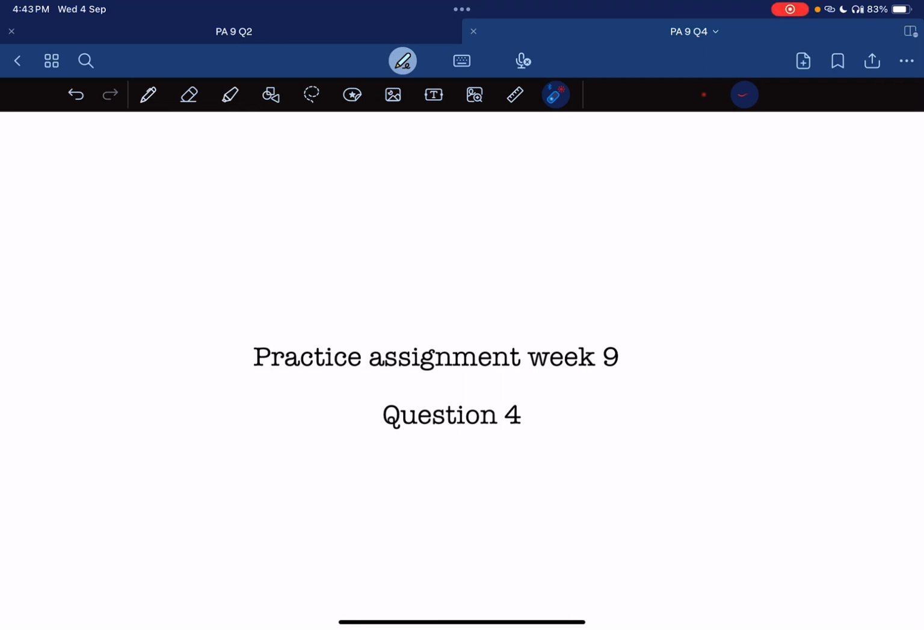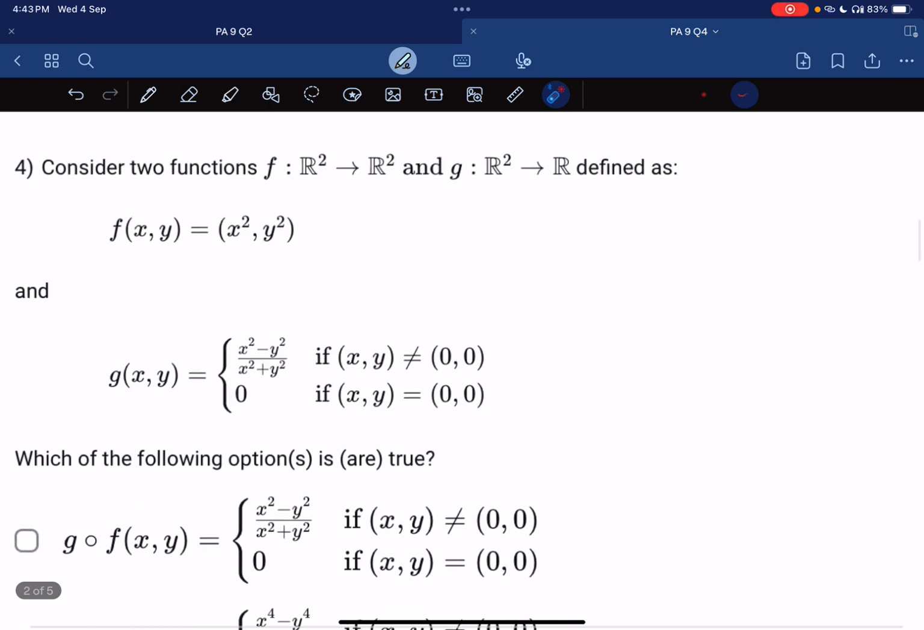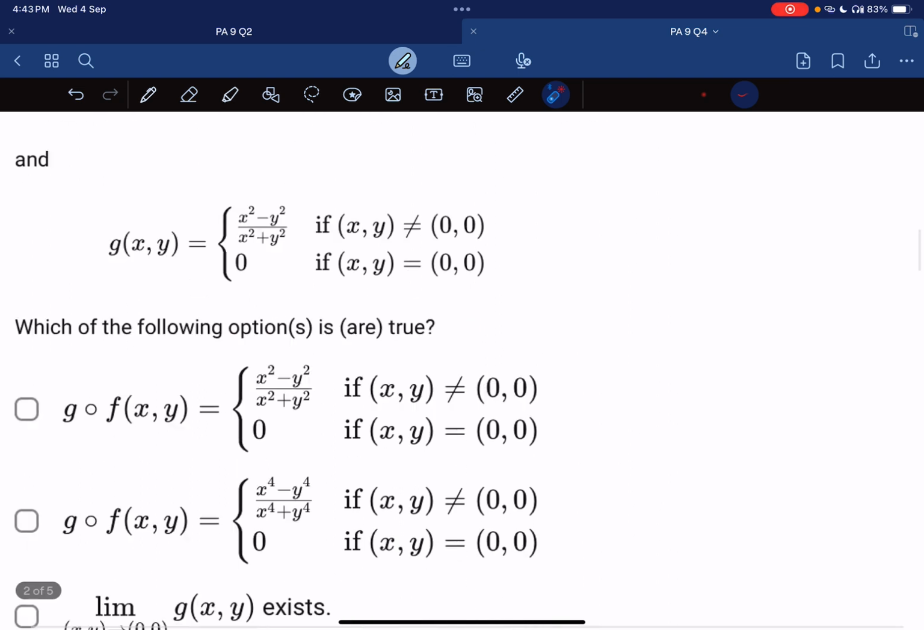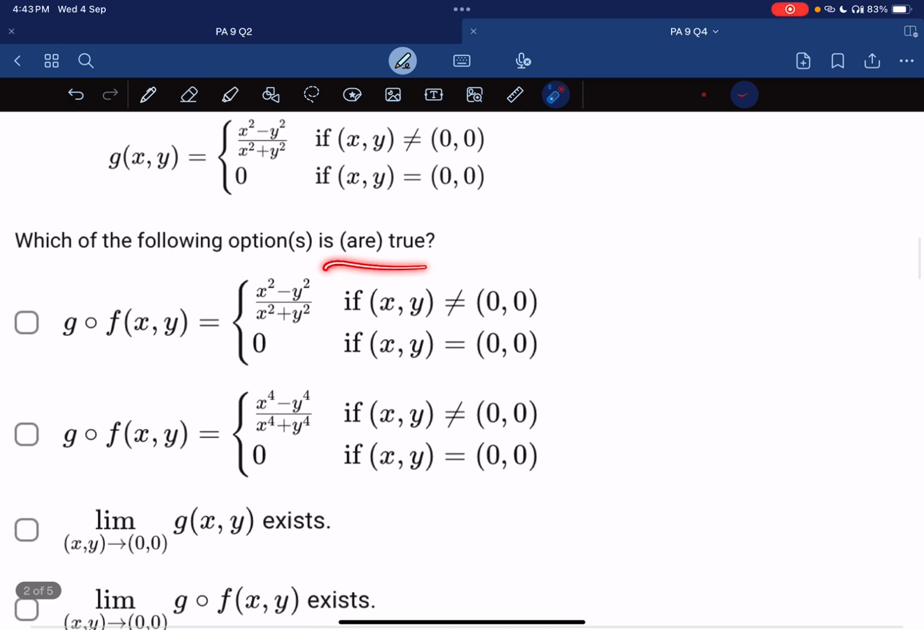Hello everyone. So let's now solve practice assignment week 9 question number 4. Consider two functions f and g defined as f of x comma y is x square comma y square, g of x comma y is x square minus y square divided by x square plus y square when x comma y is not equal to 0 comma 0, and 0 when it is equal to 0 comma 0. So which of the following options are true?